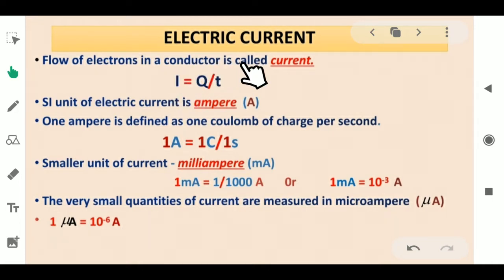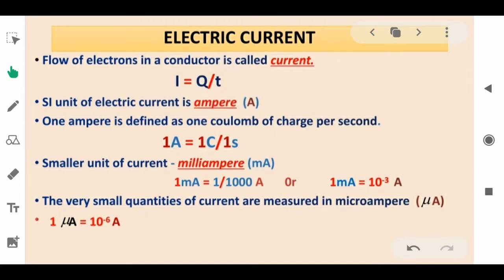Current passing through a conductor, I, is equal to Q by T. By definition, the rate of flow of charges through a conductor is called current, right? So current can be written as I is equal to the quantity of charge Q divided by T, which is the time.